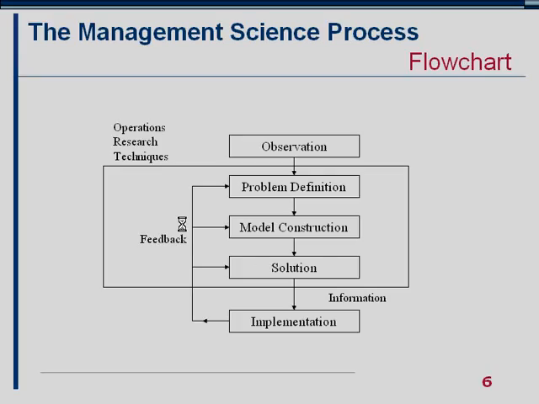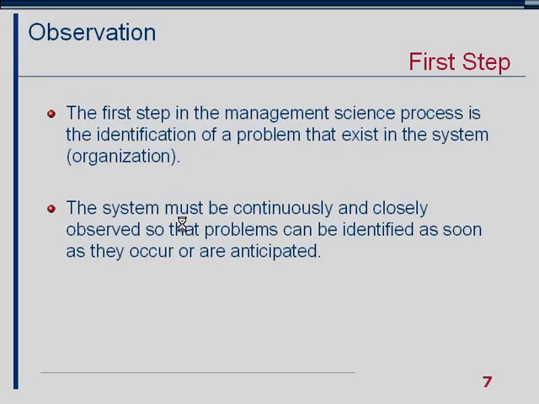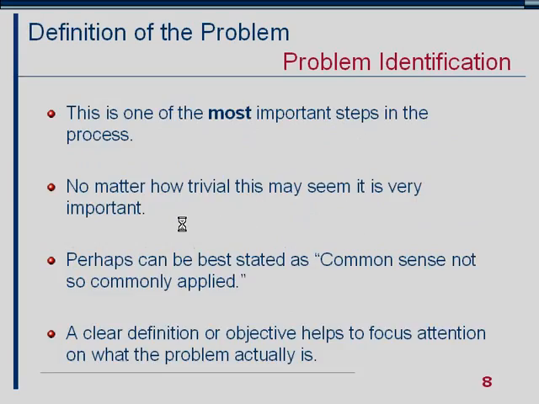Keep this in mind. So, observation. The first step in the management science process is the identification of a problem that exists in the system or the organization. The system must be continuously and closely observed so that problems can be identified as soon as they occur and are anticipated. In my opinion, this is one of the most important steps in the process. It sounds trivial and it seems obvious, but no matter how trivial this may seem, it is extremely important. Perhaps it can be best stated as common sense, not so commonly applied.